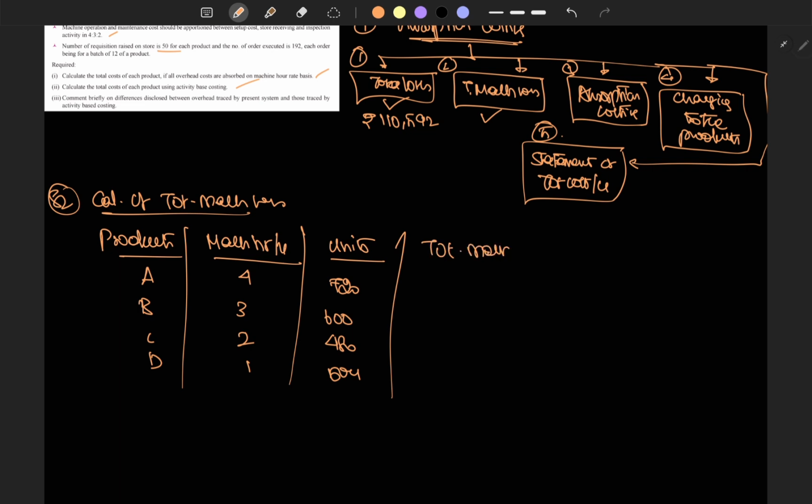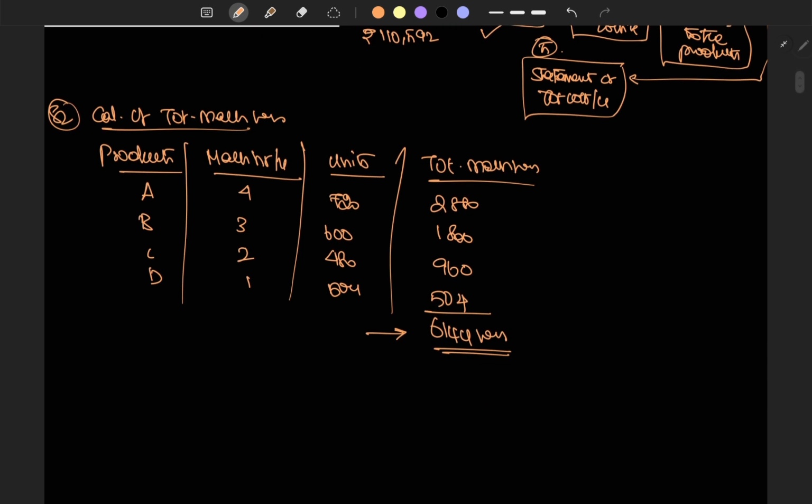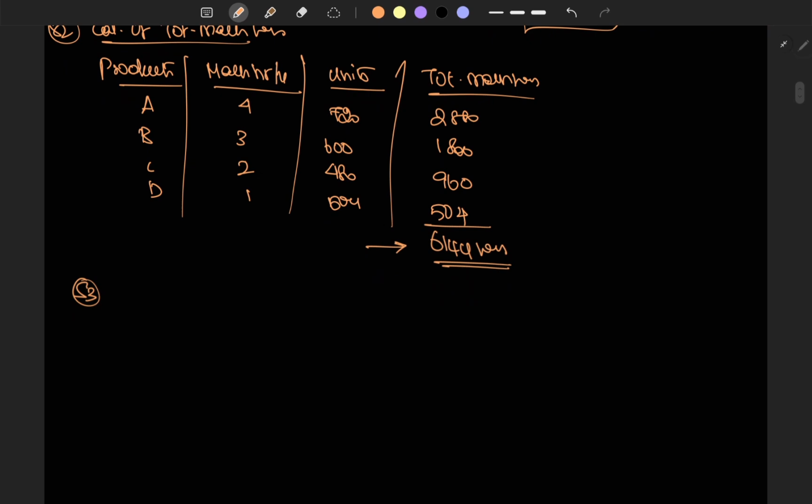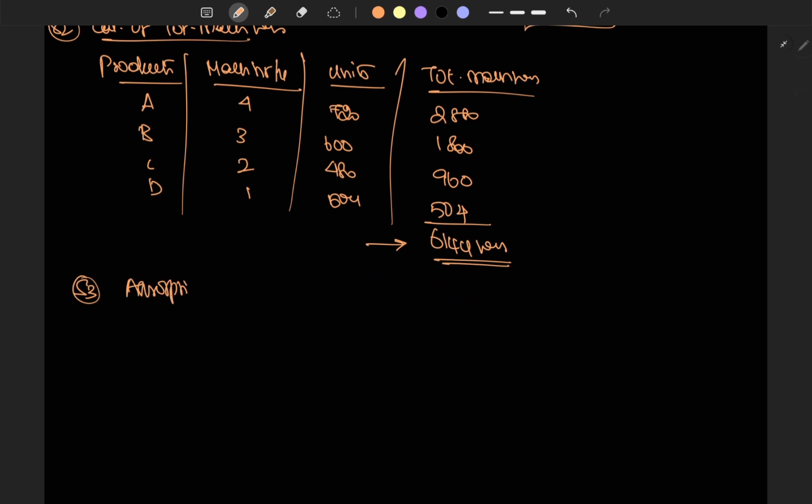Total machine hours. 720 into 4, 2880. 600 into 3, 1800. 480 into 2, which is 960. Then 504 hours. So in total, 2880 plus 1800 plus 960 plus 504, which is 6144 hours actually spent in the department to produce all these products A, B, C and D. So what's the next step, which is absorption costing? We have to find out the absorption costing rate.